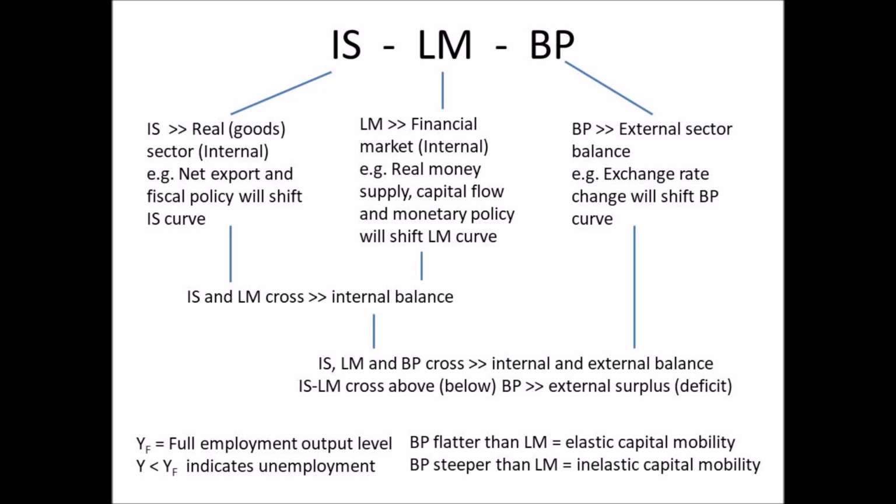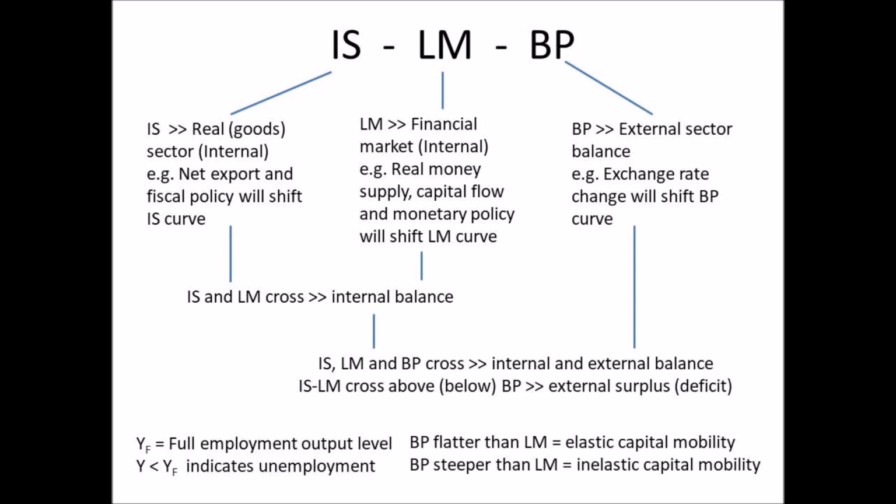LM, as we just mentioned, represents the financial market. So if there is a capital inflow or outflow, it will cause the LM curve to shift left or right. And if there's a monetary policy, expansionary or contractionary, it will also cause the LM to shift right or left. For BP, the external sector, we use the exchange rate as an example. If the exchange rate depreciates, the BP curve will move right. If the currency appreciates, the BP curve will shift left.